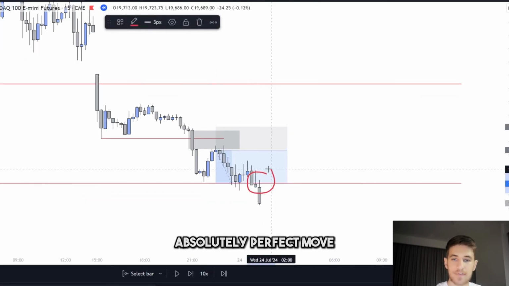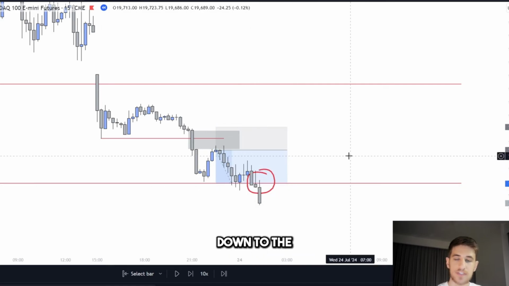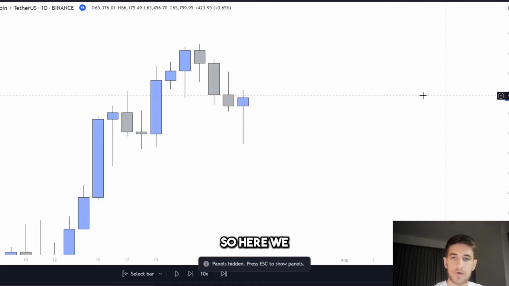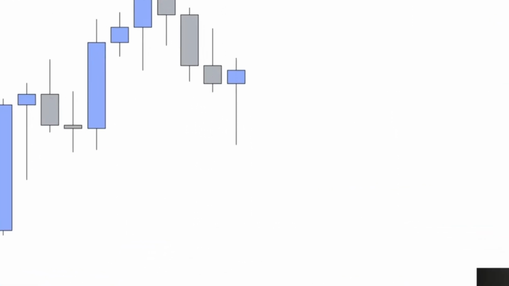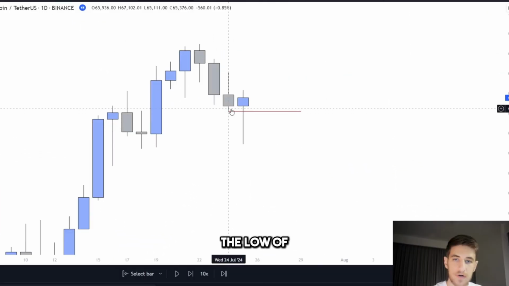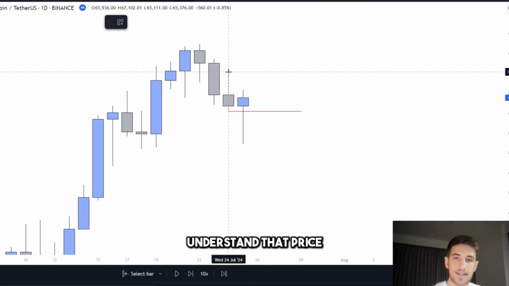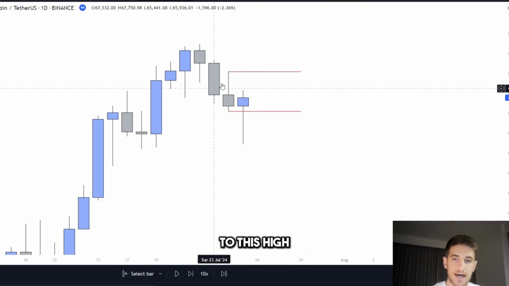So let's take a look at how this setup plays out. So right here we get an absolutely perfect move down to the lows using that concept. So let's take a look at some more examples so you guys see it a little bit more clearly. So here we are on the daily time frame once again, and what do we see? Price takes out the low of this candle, and the colored part of the candle, which is the body, closes above the low. So now I automatically understand that price wants to move to this high of this candle.